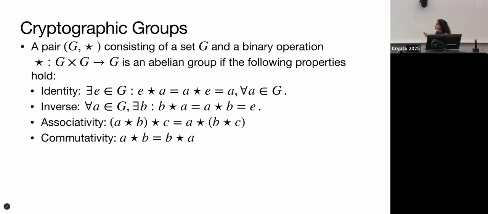And there is an identity element, e, so e star a equals a for all a in G. For every element in the group, we have an inverse element such that when you combine them with the star operation, you get back the identity element. And associativity basically says that the order in which you apply the star operation doesn't matter. That's the main idea. And then the last is just because the group is abelian.